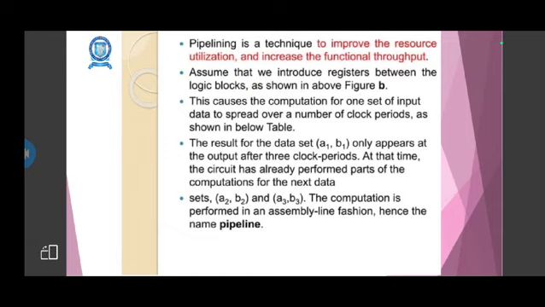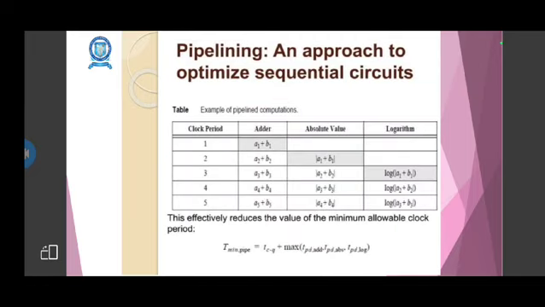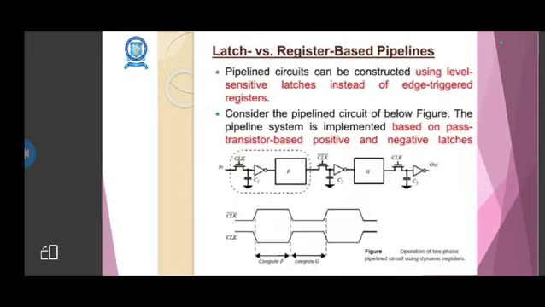Here the registers are connected in the form of a pipeline, where we introduce registers between the logic blocks. Any computation can then be spread over a number of clock pulses, and this appears every clock period, and the delay is calculated based on this. The computation is performed like an assembly line, hence we call it pipelining. The approach is applied to the sequential circuit of adder, absolute value and logarithmic function. This effectively reduces the minimum allowable clock period, that is, T min comma pipe equals T c-q plus the maximum of T pd comma add, T pd comma abs and T pd comma log.